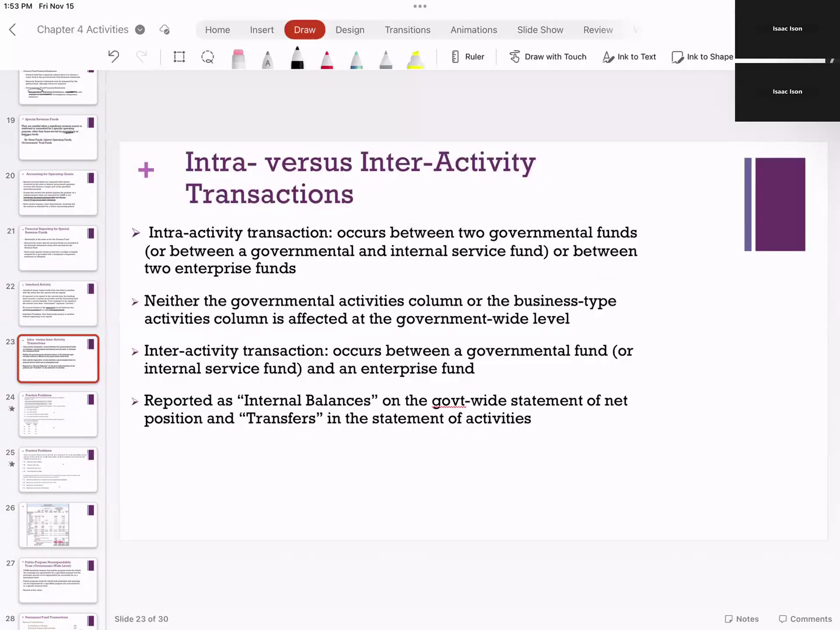Intra versus inter activity. So intra means within, so like within governmental funds, between two governmental funds. So we're not going to report it government-wide. Inter occurs between a governmental fund and an enterprise fund, and is reported as internal balances on the government-wide statement of net position and transfers on the statement of activities.